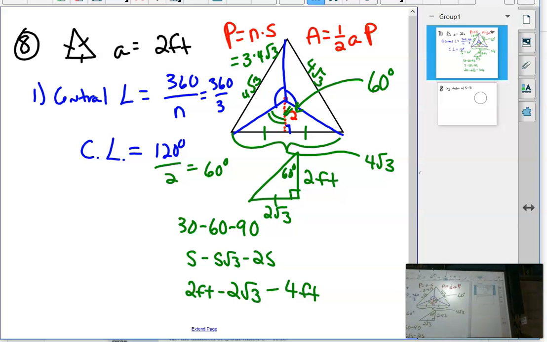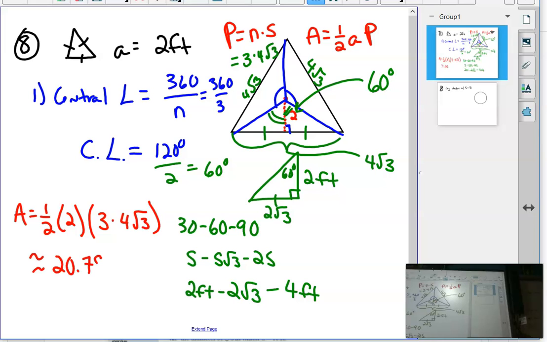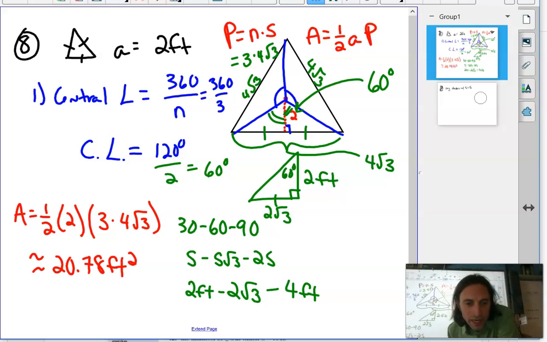So what we did here, we do red, area equals 1/2 the apothem, which is 2, and then times 3 times 4 square roots of 3, and that is 20.78 feet squared. Sweet. That problem only took 5.5 minutes to do, and I've been teaching this for years. So, I mean, these are really challenging problems.